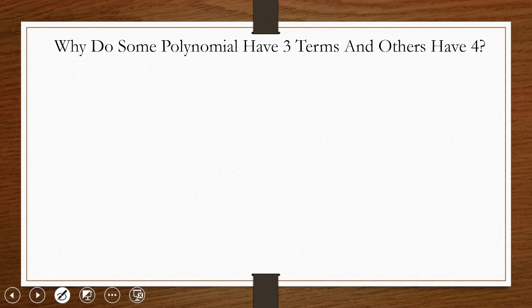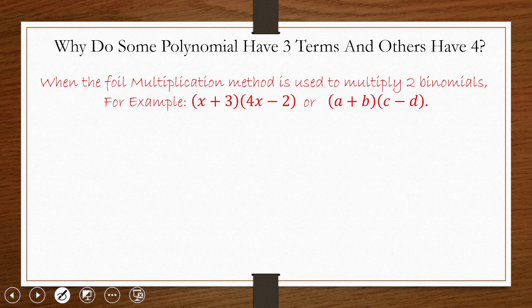Why do some polynomials have 3 terms and others have 4? This is a question which arises in our mind. I'll tell you about the terms. There are terms like this, which have 4 terms, polynomial, or 3 terms, trinomial. Okay.